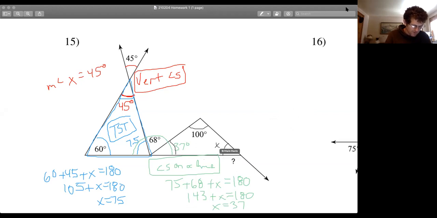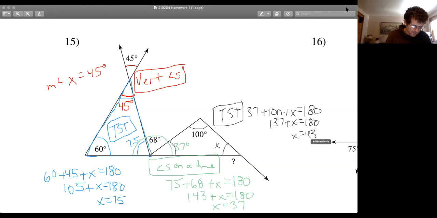So I'm going to start by doing triangle sum theorem. Now I've got 37 plus 100 plus x equals 180. And that's going to give me 137 plus x equals 180, and x equals 43 degrees. So using this, I got 43 degrees right here. And then at this point, we're not done because that's not my final answer. So I'd have to do one more step here, and I will go back to red for this.